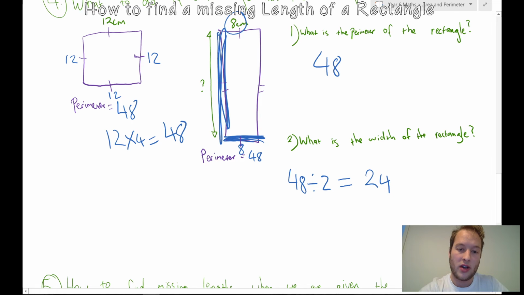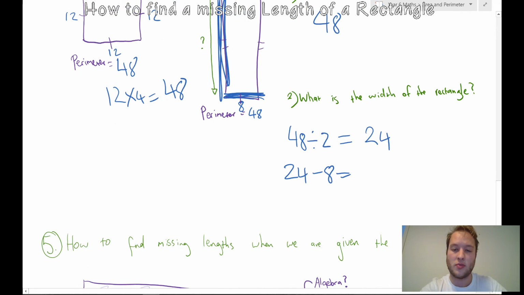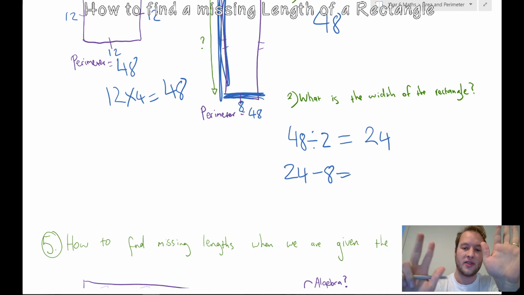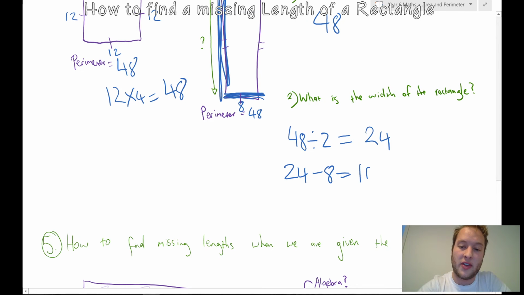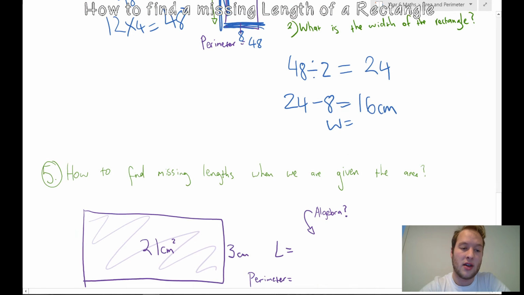So then I know that I just can work out the missing one by just subtracting. So I've got 24, take 8, and that will give me my missing length. So 24 take away 8 should be, should it be 18? 24, 23, 22, 21, 20, 19, 18, 17, 16. Or 16, I don't know where I got 18 from. So 16 centimeters was our width. So I could say W equals 16 centimeters.